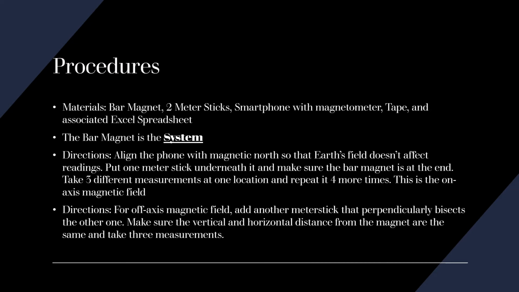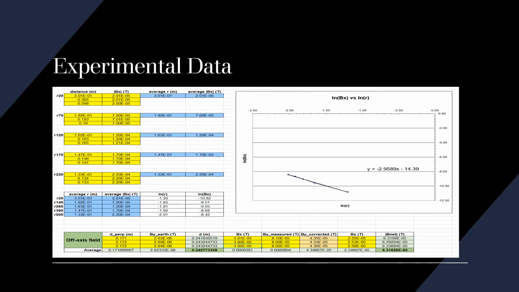For the off-axis magnetic field, add another meter stick that perpendicularly bisects the other one. Make sure the vertical and horizontal distances from the magnet to the phone are the same, and take 3 more measurements. The graph of the data is shown to the right, as well as the equation, with negative 2.9589 being n and negative 14.39 being the natural log of k.